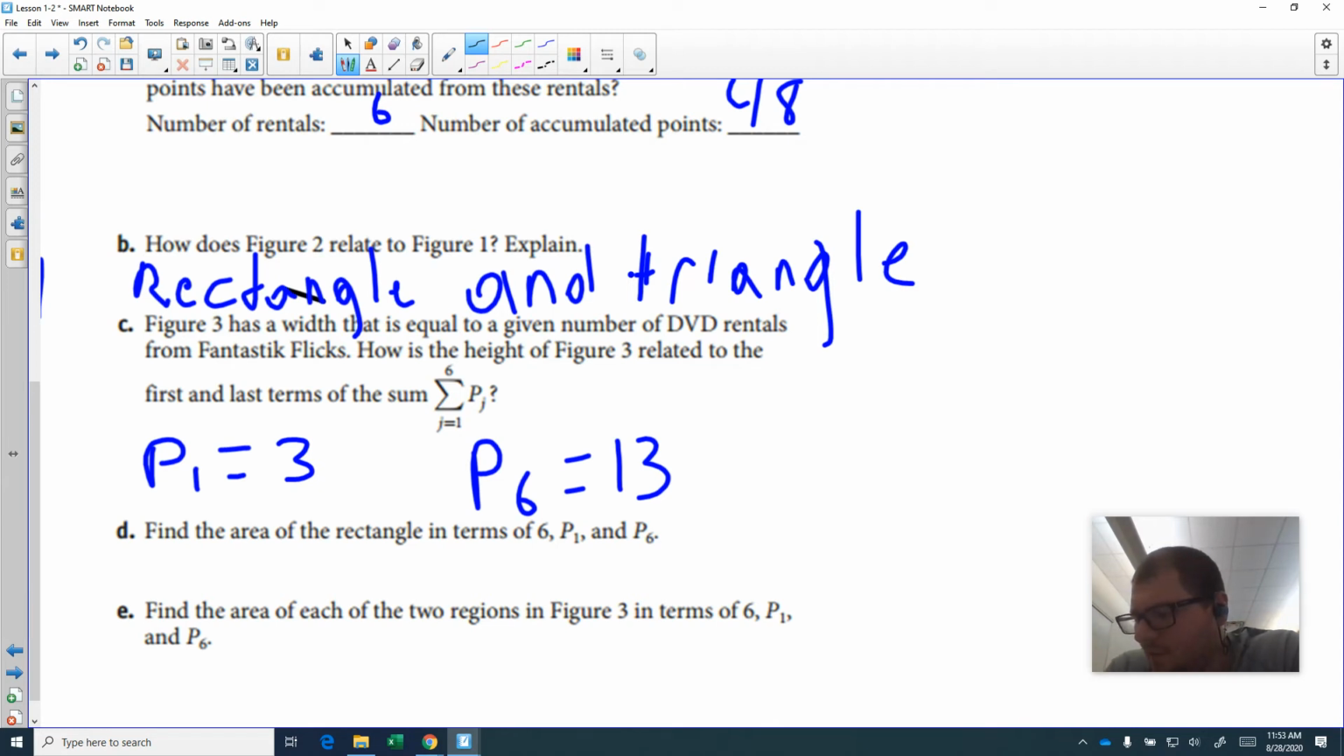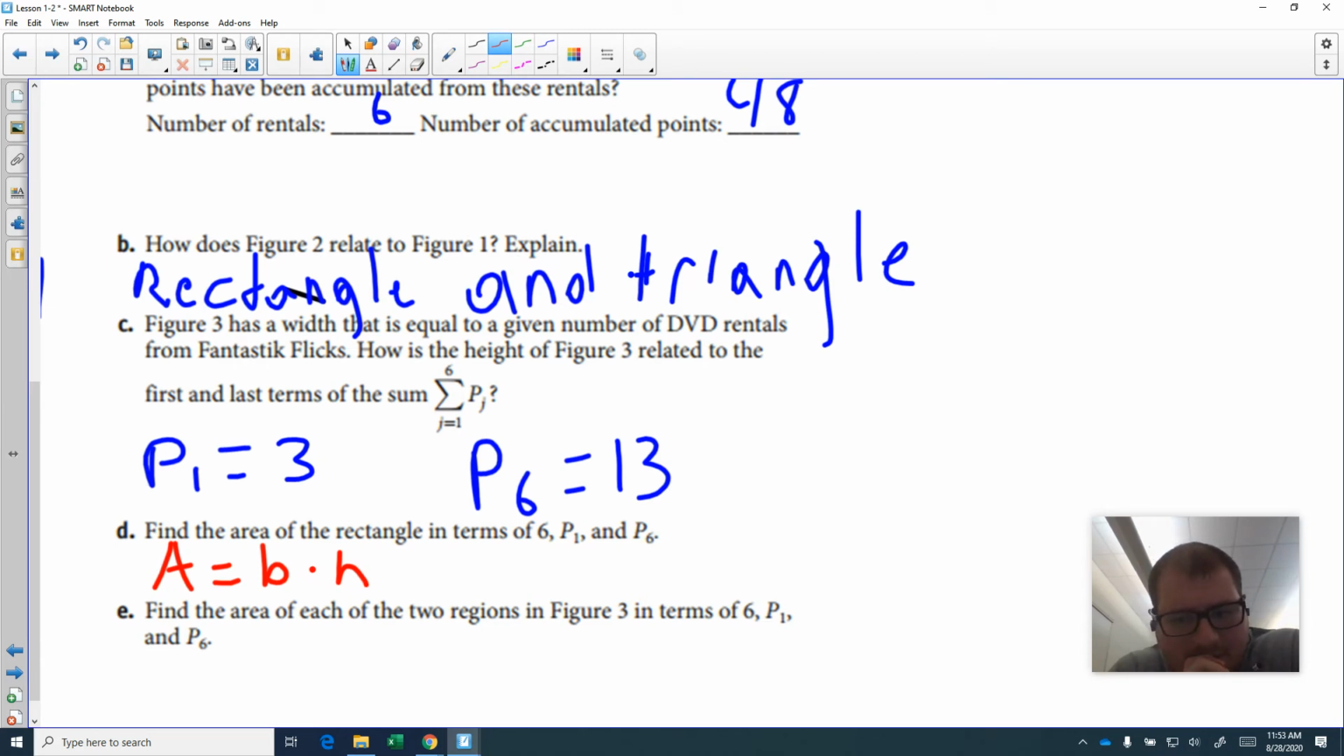So now what we have to do is try to think. Okay, letter D is asking us to find the area of the rectangle in terms of P of 1 and P of 6. To do this, we have to understand what a rectangle is. First and foremost, since they're talking about area, the area of a rectangle is base times height, right? Base times height.